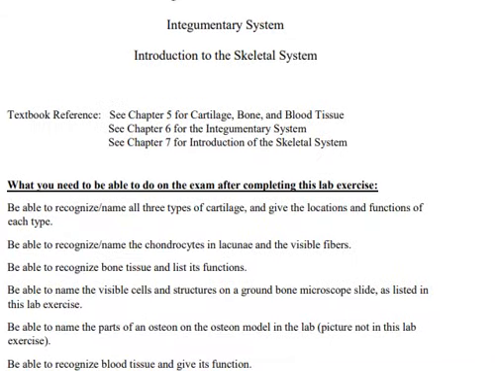Here are helpful hints to do lab exercise 7. This is cartilage, bone, and blood, which are considered to be part of the connective tissue system. And you need to be able to name the 3 types of cartilage and give the location and function of each type. Be able to name the chondrocytes in the lacuna and what fibers are visible in each of the 3 types of cartilage. And then you're supposed to be able to recognize bone and list its functions.